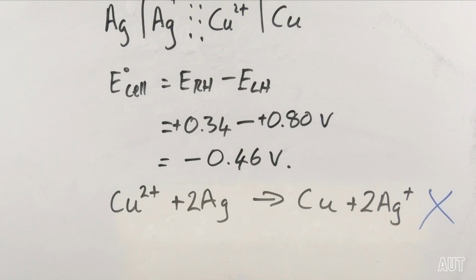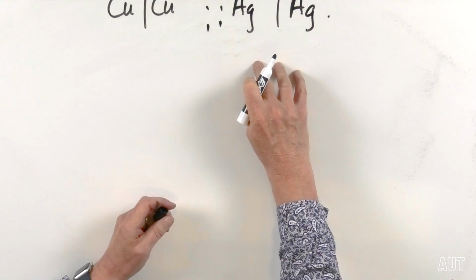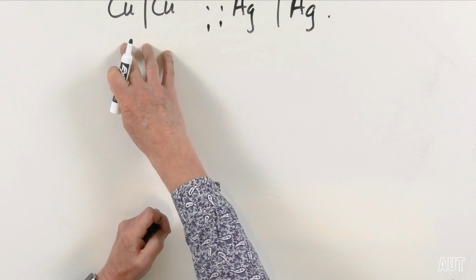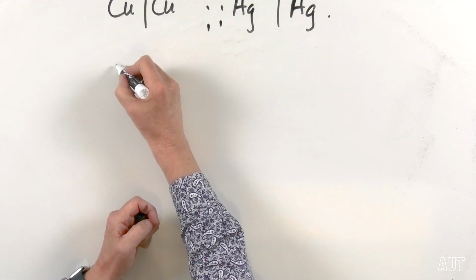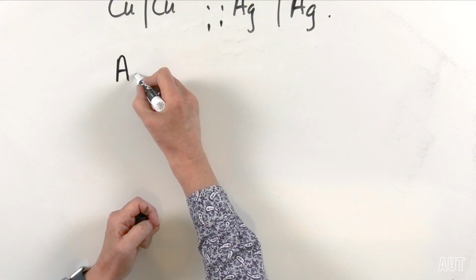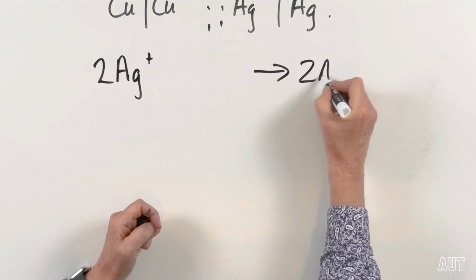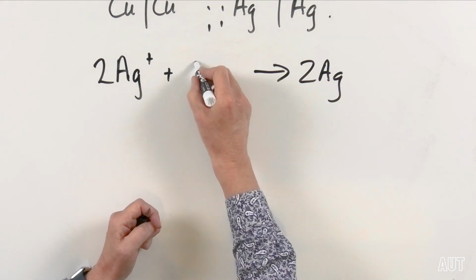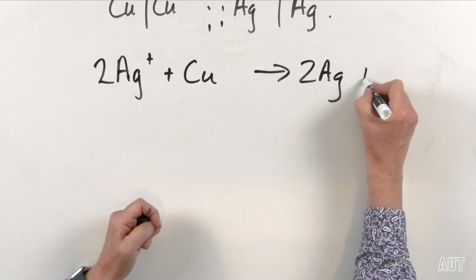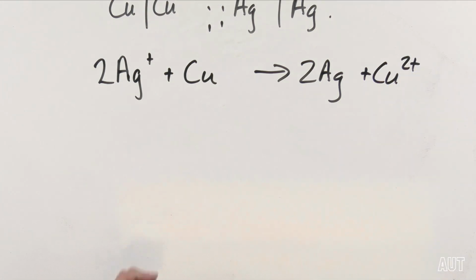That's not happening. Okay, so what about the other way around? The other way around has to be spontaneous. If this is not spontaneous, the other way has got to be spontaneous. So let's write that out now. We've got silver at the right hand, we've got copper at the left hand. So your defined cell reaction for this now is going to be silver plus getting reduced to silver and copper being oxidized to copper 2 plus.